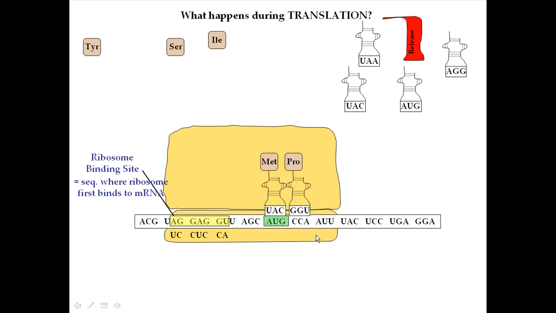We have the first two amino acids now strung together. You might remember that the bond that holds together two amino acids is called a peptide bond. And you might also remember that most bonds require some kind of enzyme to catalyze their formation.